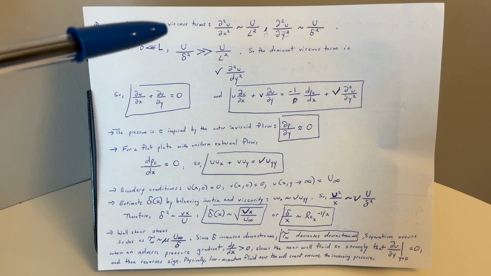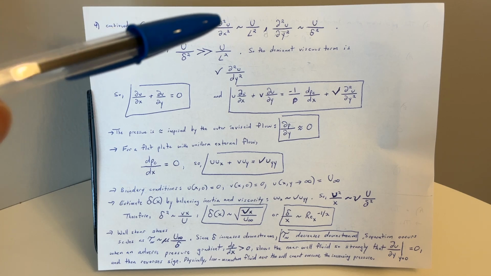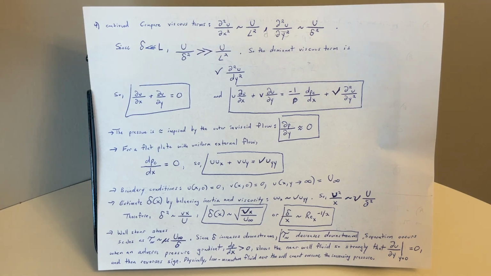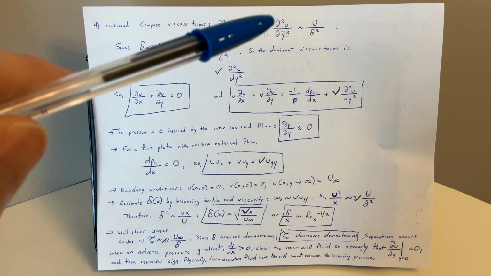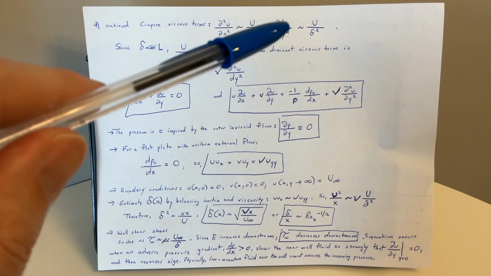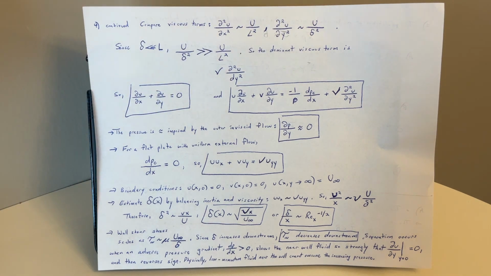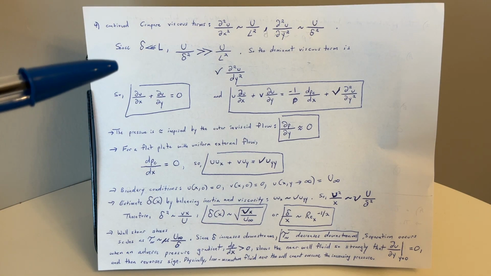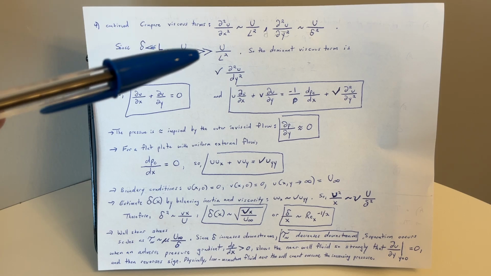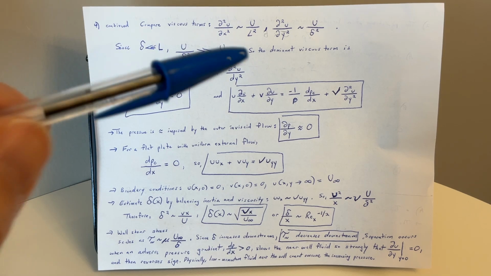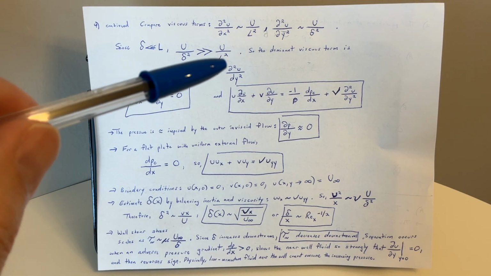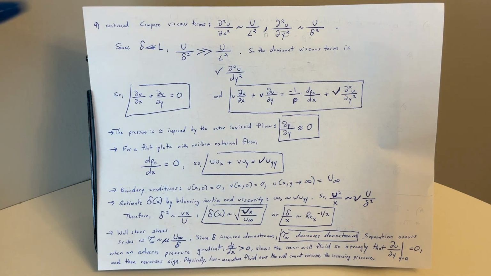So continued, compare viscous terms. So we have this partial here. Second derivative of u with respect to x, and this is going to be similar to U over L squared. Second derivative of u with respect to y, and that's going to be similar to U over delta squared. Apology again for the horribly drawn delta. Since delta is much less than L, we have U over delta squared is much, much greater than U over L squared. So the dominant viscous term is going to be nu, second derivative of u with respect to y, partial.